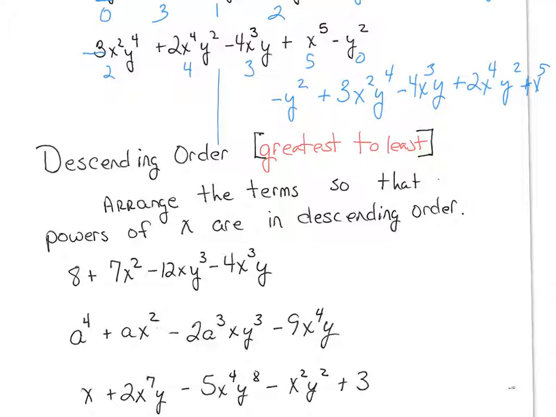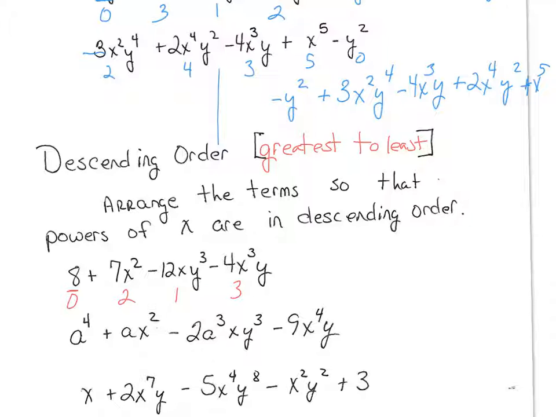Okay, so here we want to arrange the terms so that powers of x are in descending order. So what's the power of x for this term? 0. Here we get 2. So what would they be in descending order, Kimberly?